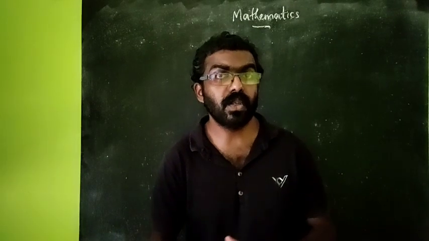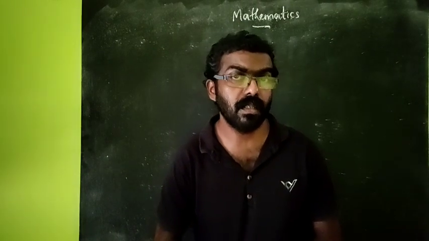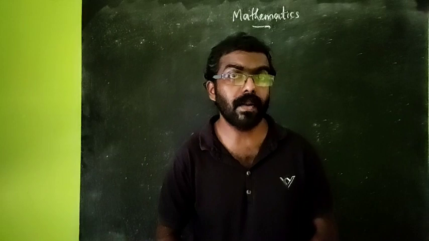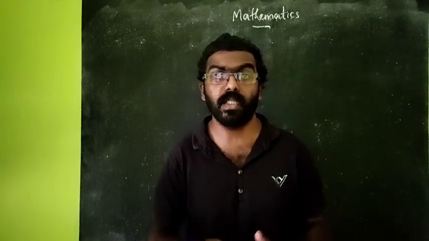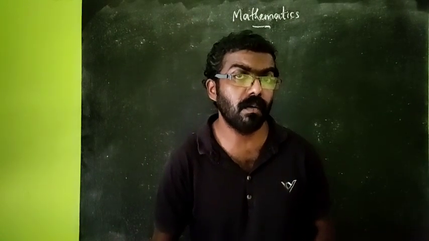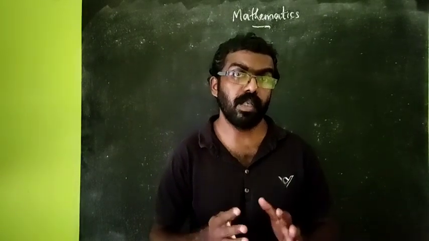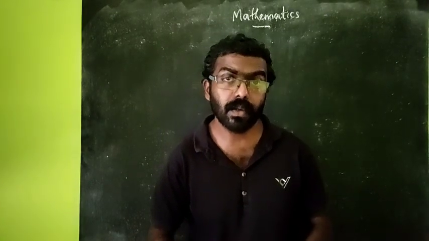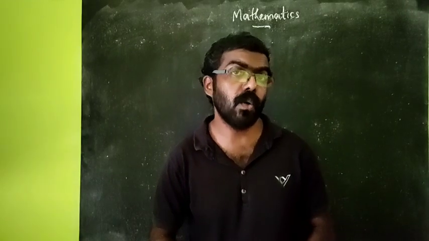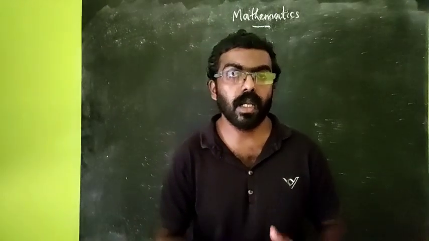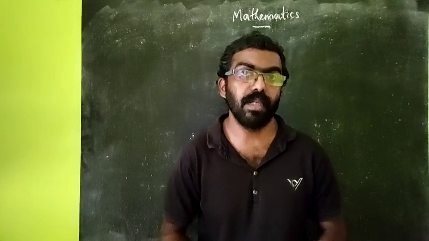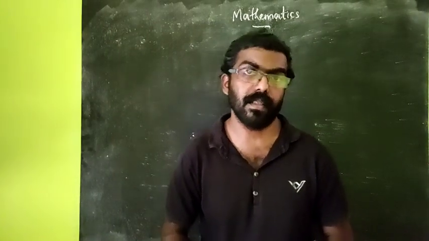If b square minus 4ac equal to 0, we get two equal real roots. If b square minus 4ac is greater than 0, we get two distinct real roots. And if b square minus 4ac is less than 0, there will be no real roots. So here we can start with the last condition, b square minus 4ac less than 0.